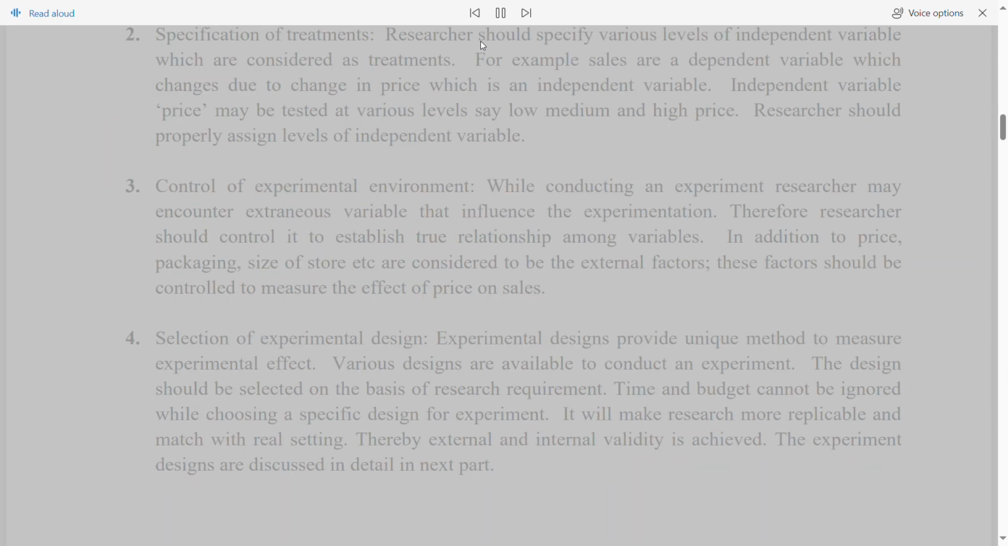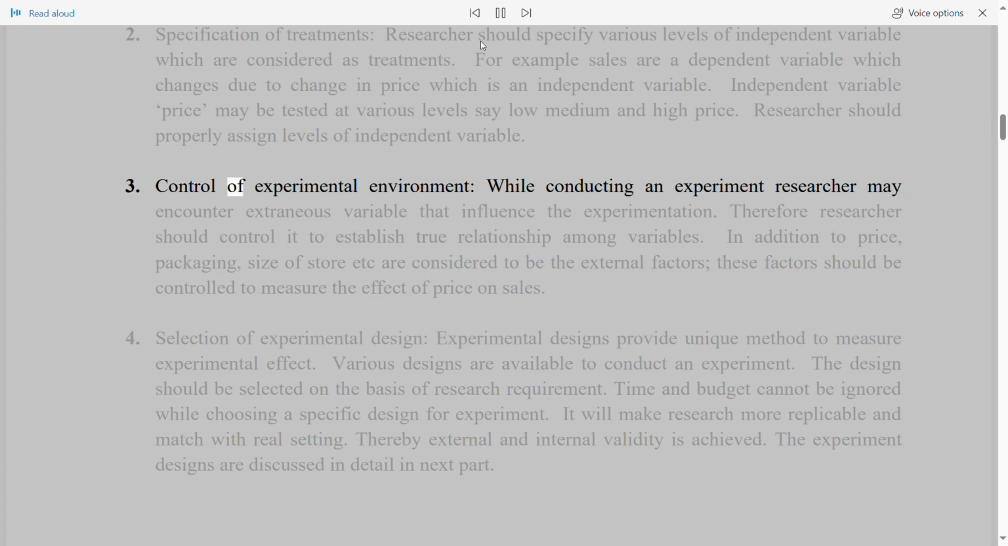2. Specification of treatments. The researcher should specify various levels of independent variable which are considered as treatments. For example, sales are a dependent variable which changes due to change in price, which is an independent variable. The independent variable price may be tested at various levels, say low, medium, and high price. The researcher should properly assign levels of independent variable.